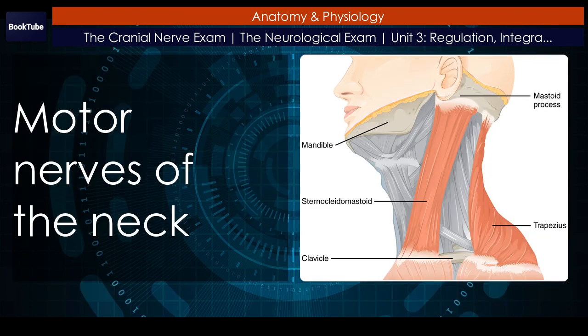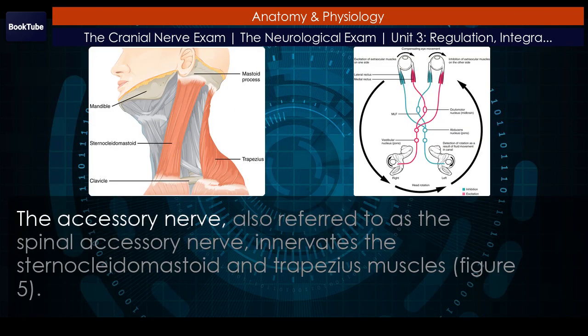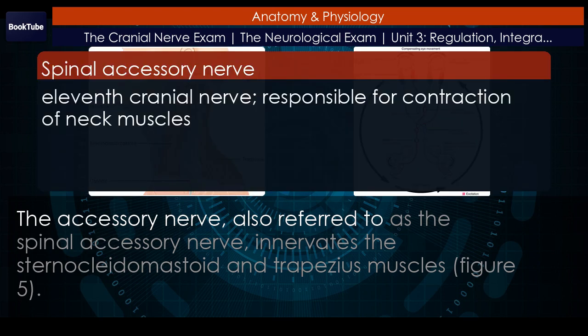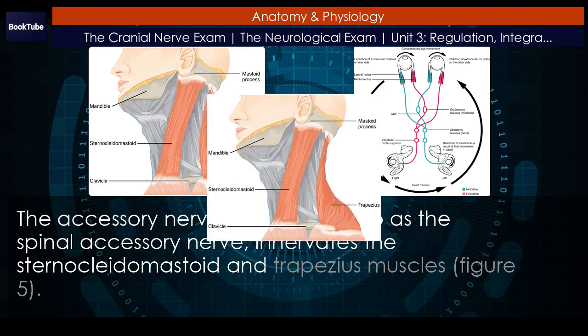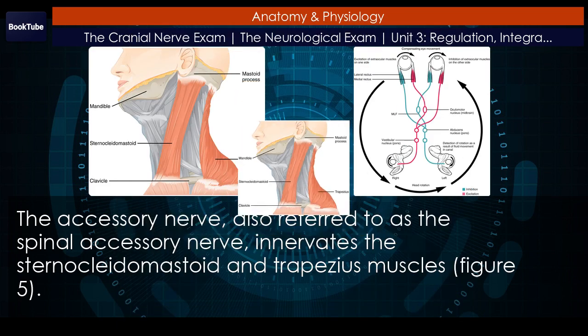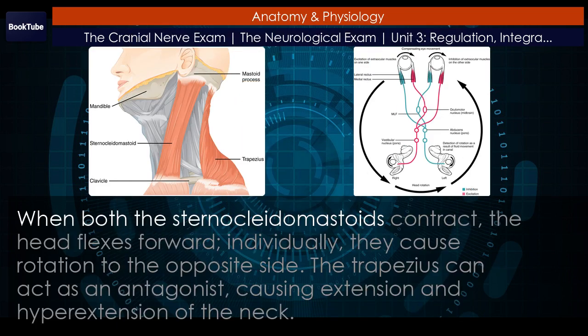Motor nerves of the neck. The accessory nerve, also referred to as the spinal accessory nerve, innervates the sternocleidomastoid and trapezius muscles. Figure 5. When both the sternocleidomastoids contract, the head flexes forward. Individually, they cause rotation to the opposite side.